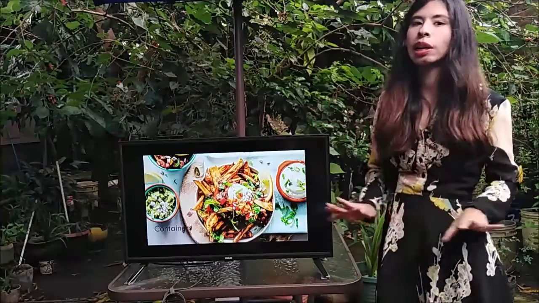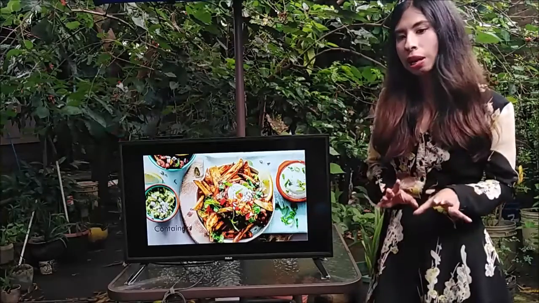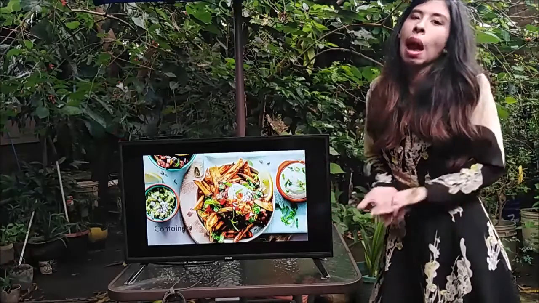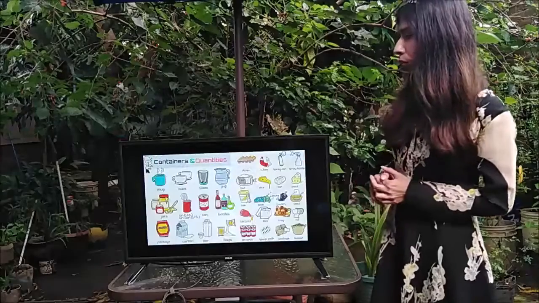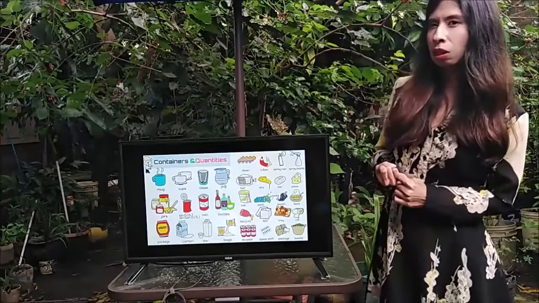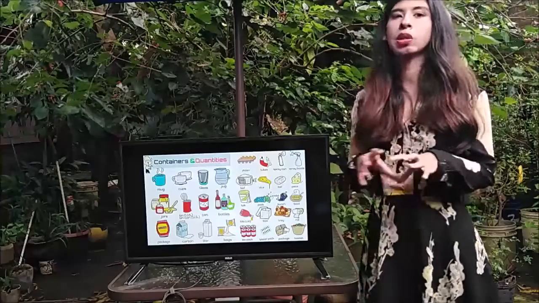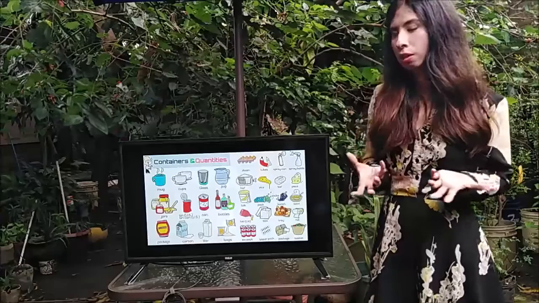And then, besides kitchenware, besides cooking verbs, we need to also include some containers and amounts so we can finish talking about our food. So let's see the containers that we have here. We have a mug, which is similar to a cup, but it's a little bit bigger and it helps us to take hot drinks, right?